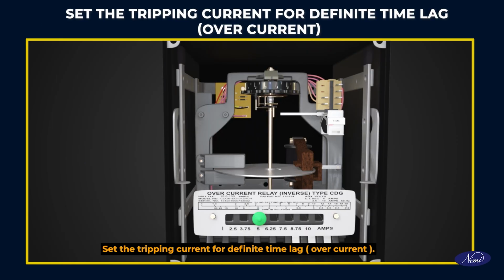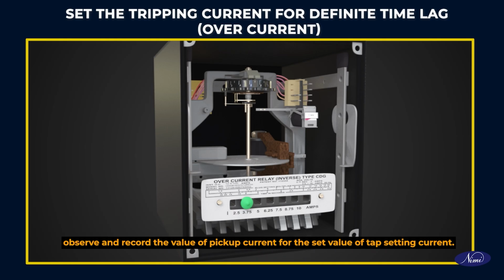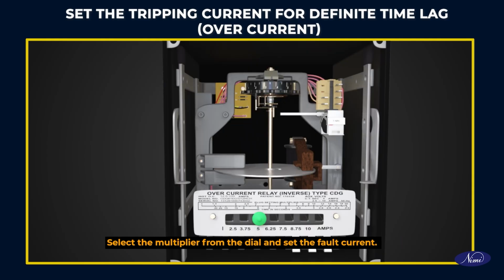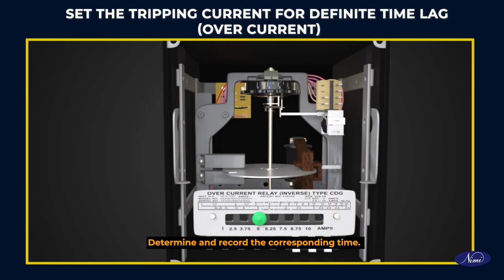Set the tripping current for definite time lag overcurrent. Change the tap setting to the 2 amperes slot in the relay. Observe and record the value of pickup current for the set value of tap setting current. Select the multiplier from the dial and set the fault current. Determine and record the corresponding time.